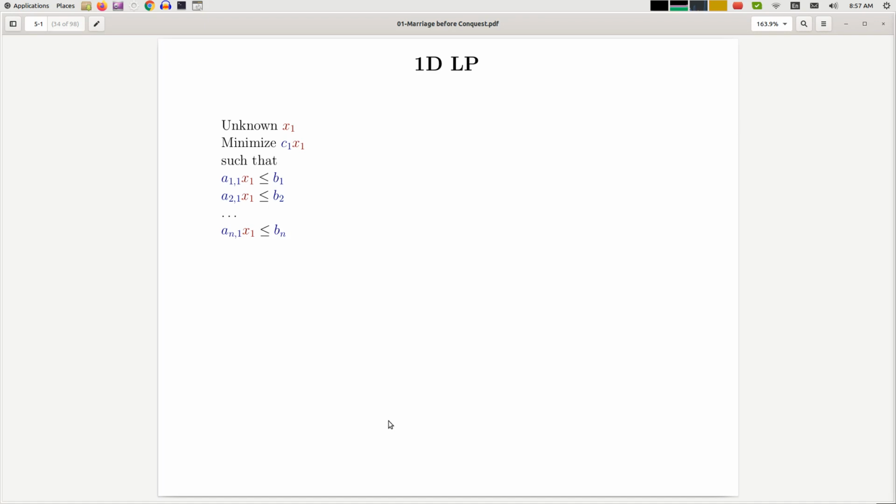As a warm-up and introduction to how to solve linear programs, we first look at the one-dimensional case of a linear program. In this special case, we have only one unknown. So we have only x1, which is the unknown. We want to minimize c1 times x1 subject to constraints such as ai1 times x1 less than or equal to bi.